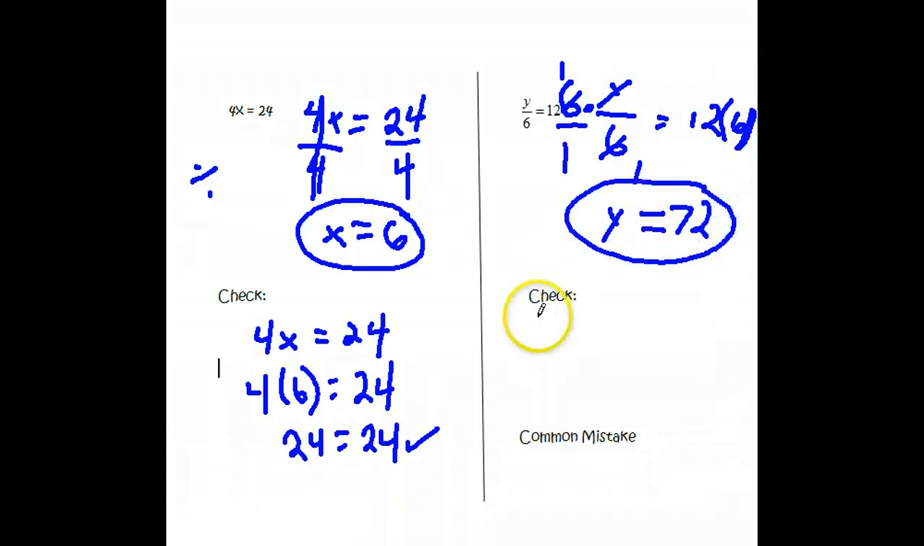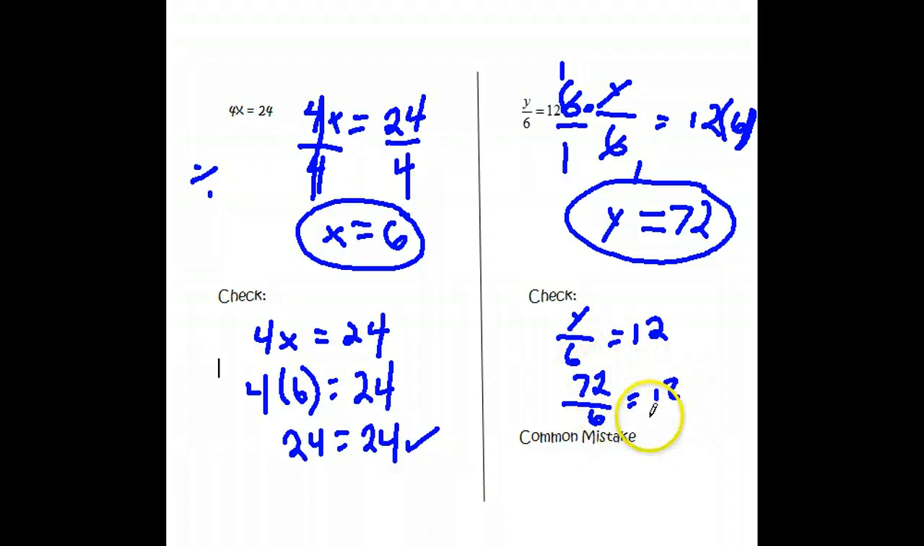Circle. I'm going to check, so I write down my original equation. y divided by 6 equals 12. I substitute 72 in for y. 72 divided by 6 does equal 12. I have a true statement, 12 equals 12, so I know my check was good, and my solution, y equals 72, is correct.